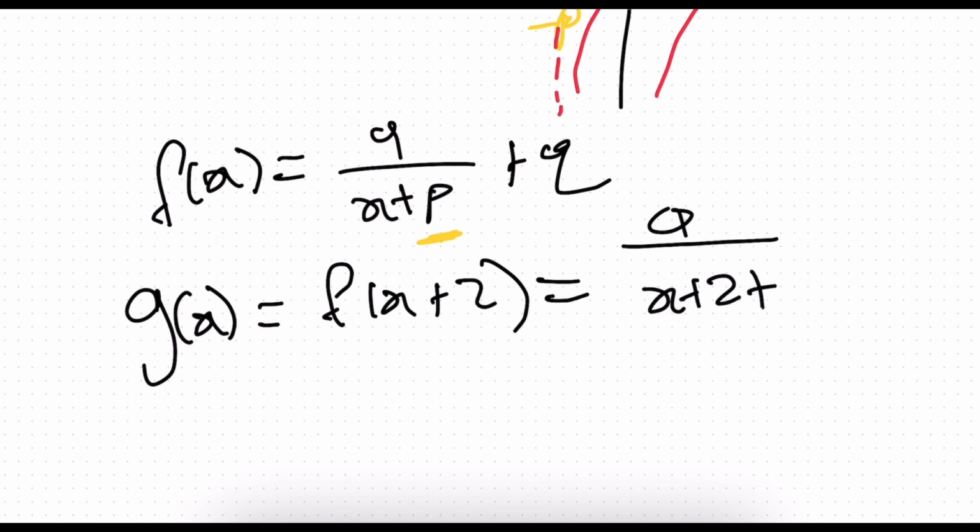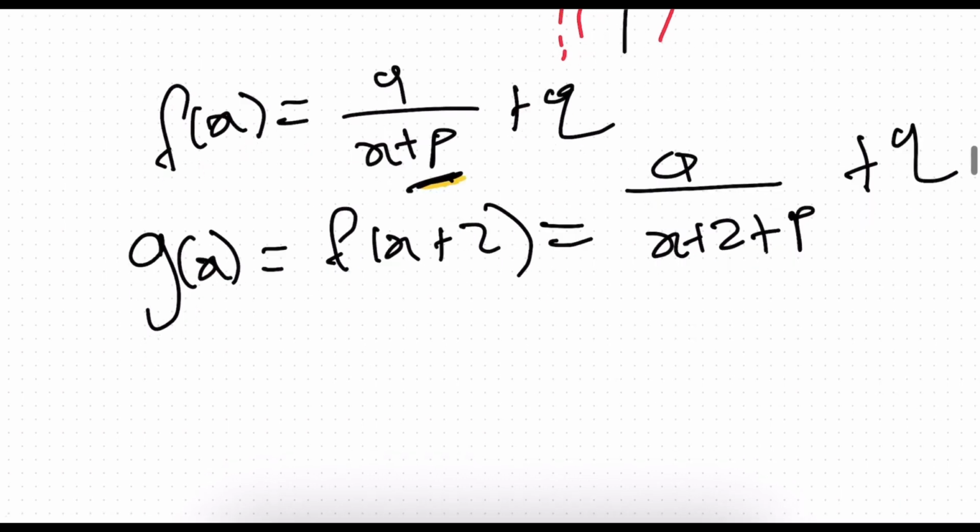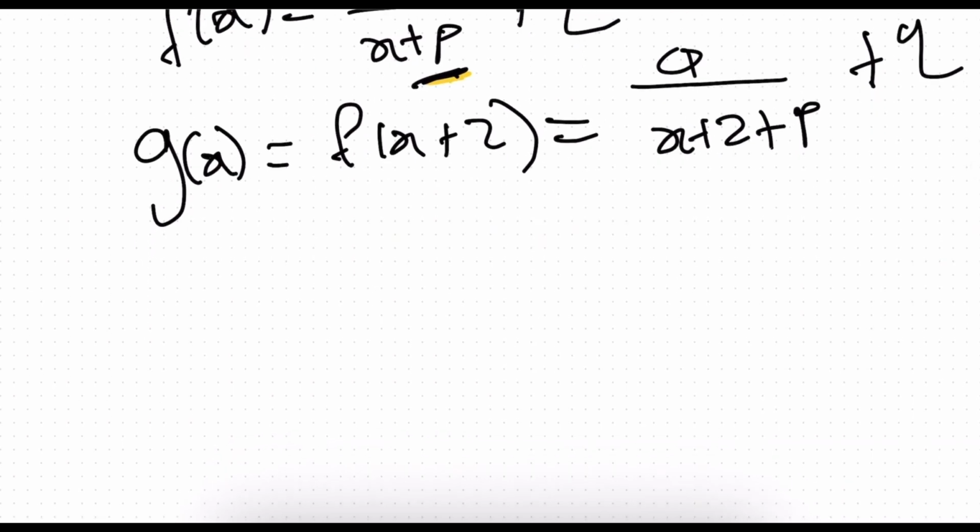Plus what? Plus p, because you already had a p here, né? Then plus q. Then you have a. Yeah, it's literally that. So how do you determine the x coordinate of the asymptotic line that passes through the x axis? How do you determine the equation of that?